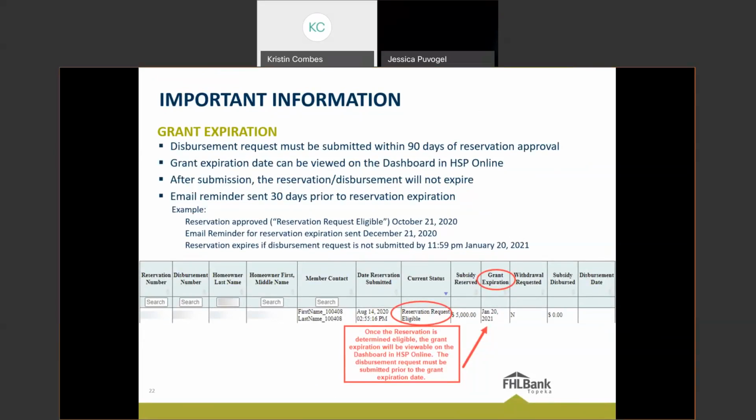In addition, 30 days prior to the grant expiration date, HSP Online sends a reminder email to all contacts associated with the reservation. Do not ignore the email reminders. When the grant expires, the funds reserved for the household are transferred back to the allocation, and any member can reserve the funds. Unfortunately, this can and has resulted in members not being reimbursed for the grant funds. I can't say enough how important it is that you make sure disbursement requests are submitted prior to grant expiration.